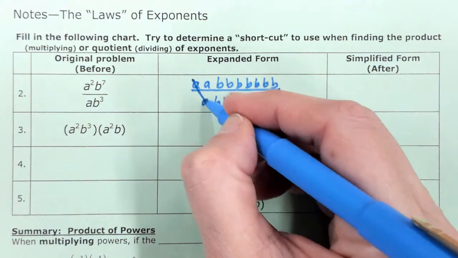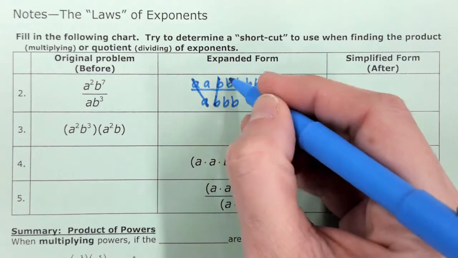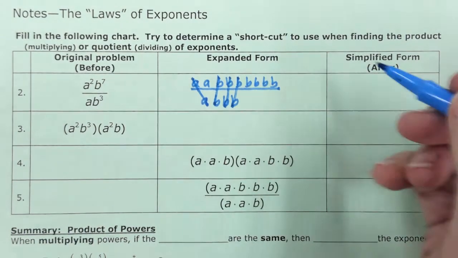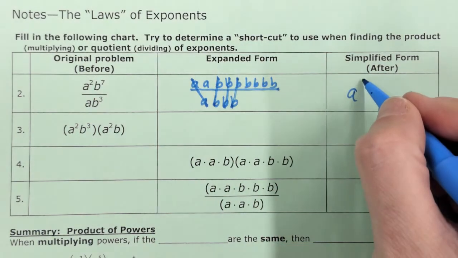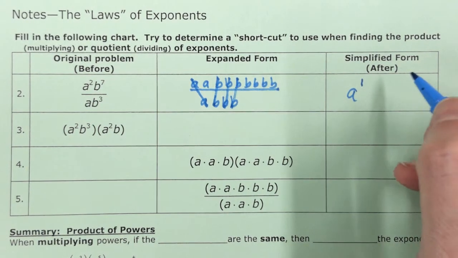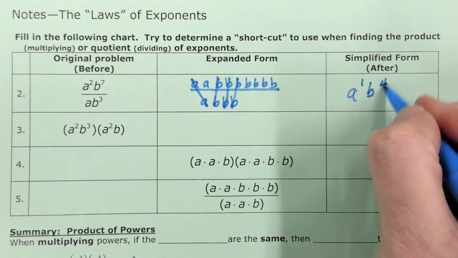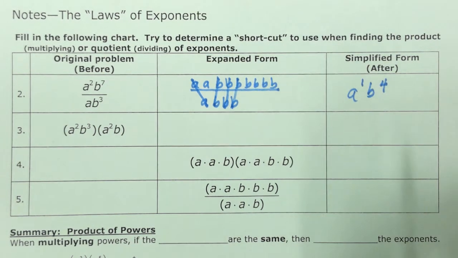So I can cancel 1 on the top and 1 on the bottom, 2, 3, and then whatever's left is my answer. So I have a to the first, and that 1 is invisible, I don't have to put it. And then I've got b to the 4th. And we don't normally show the 1.